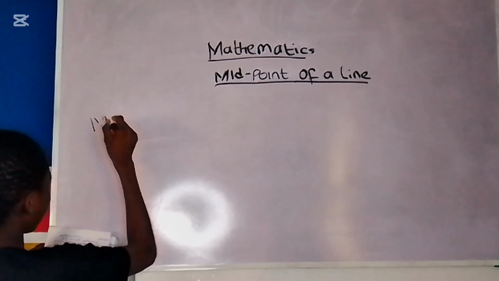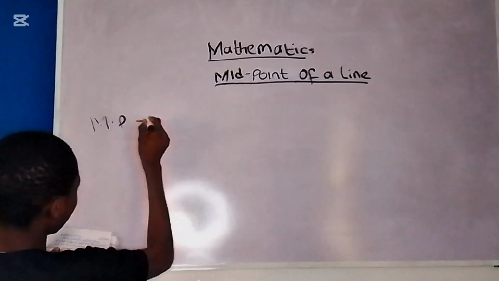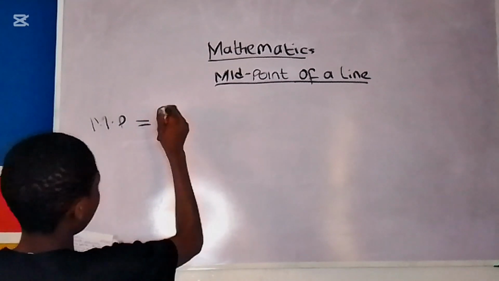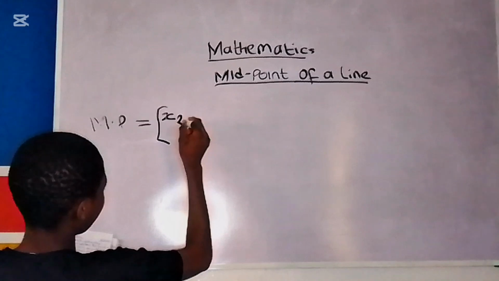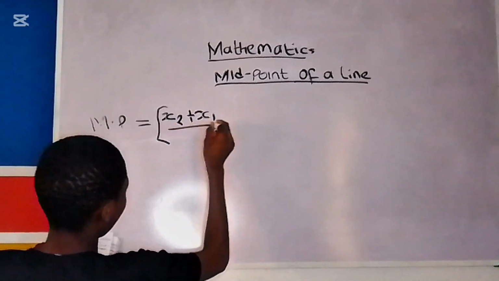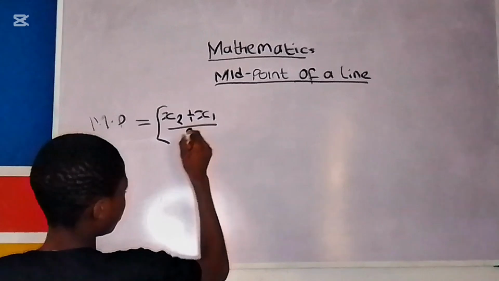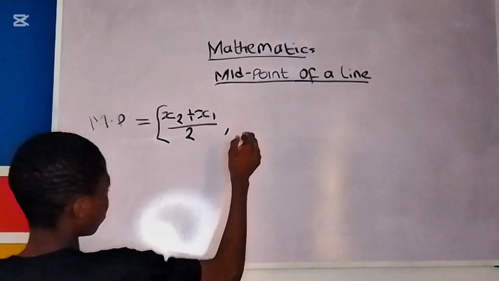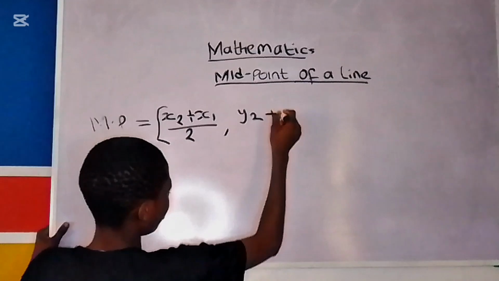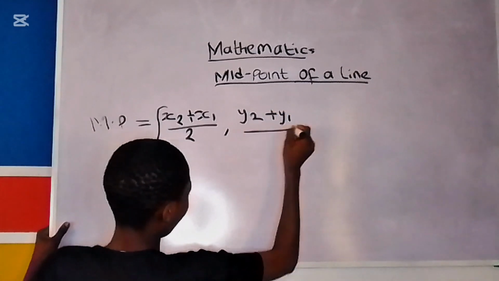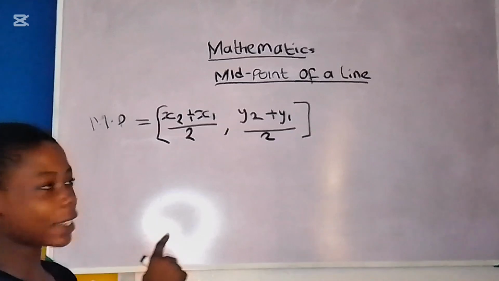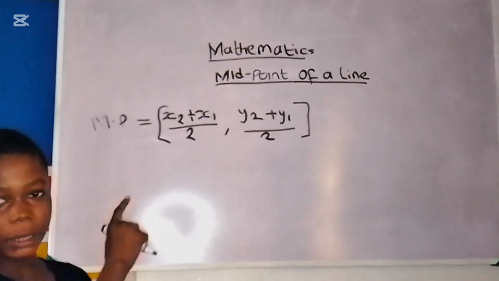And the formula is midpoint M is equal to x2 plus x1 all over 2, comma, y2 plus y1 all over 2. So this is the formula for calculating the midpoint of a line.